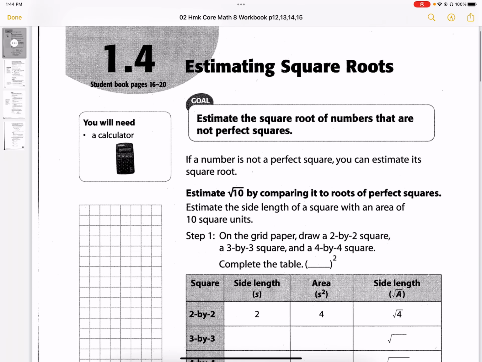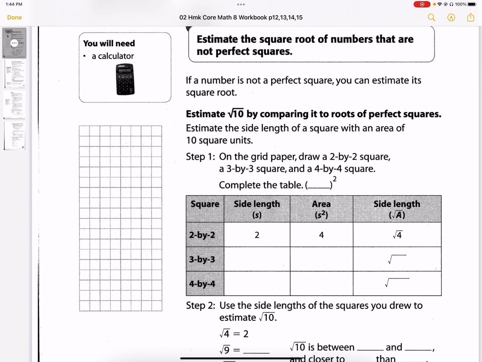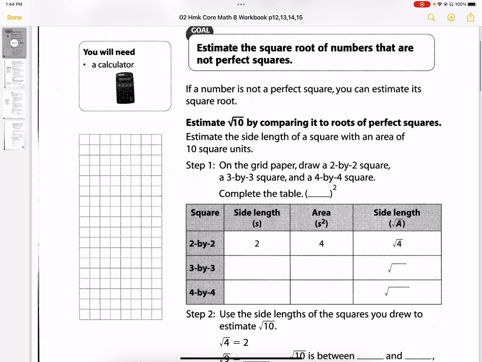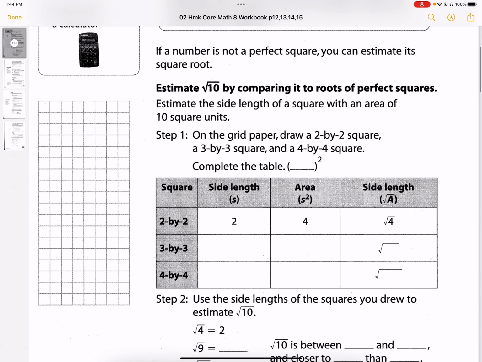For the homework estimating square roots, we have a grid on the left here, which allows us to make perfect squares if we need to. We need a calculator. What we're going to do is establish some perfect squares, and then we're going to estimate non-perfect squares by using those perfect squares.